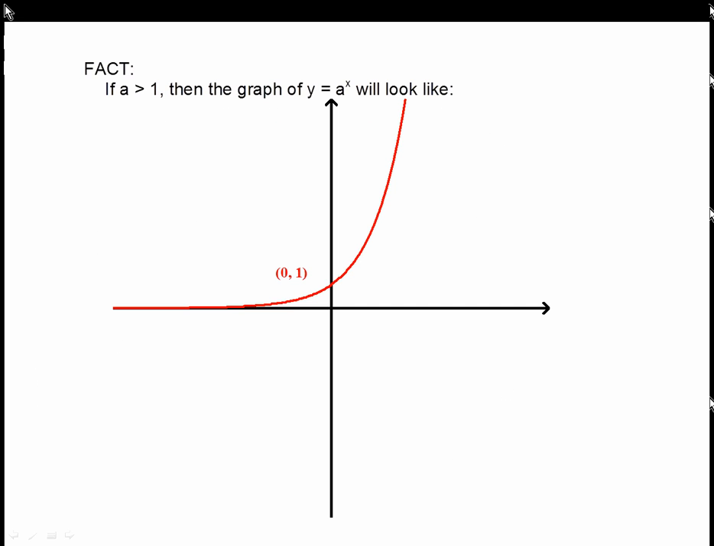So fact, if a is greater than 1, then the graph of y equals a to the x will look like this. The only thing we know is it passes through 0, 1. Remember, they all pass through 0, 1. So anything that looks like this is an a to the x with a bigger than 1. Remember, there are fractions bigger than 1, like 3/2, 7/5, and so on. So if a is bigger than 1, the graph of y equals a to the x will look like this, and you know it passes through 0, 1.